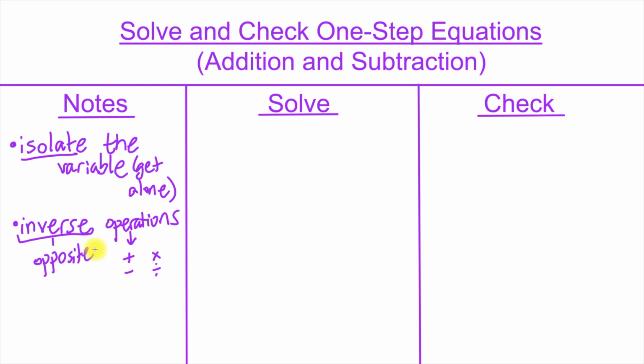So the opposite operation. Let's write opposite here. So for example, if I have addition in my equation, then I'm going to isolate the variable by using subtraction. If I have subtraction, I'm going to use addition to solve it. If I have multiplication, I'm going to cancel it out with division. And if I have division, I'll cancel that out with multiplication.